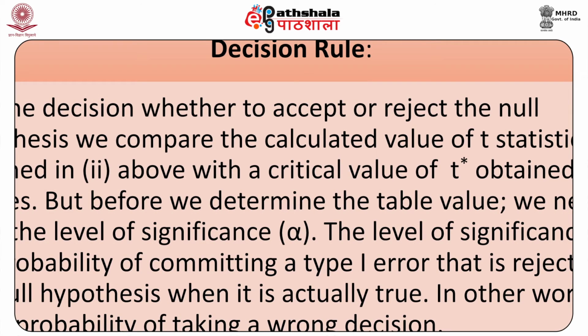Decision rule. For the decision whether to accept or reject the null hypothesis, we compare the calculated value of the t statistic obtained in step 2 above with the critical value of t obtained from t tables. But before we determine the table value, we need to state the level of significance alpha. The level of significance is the probability of committing a type 1 error, that is, rejecting the null hypothesis when it is actually true. In other words, it is the probability of taking a wrong decision.